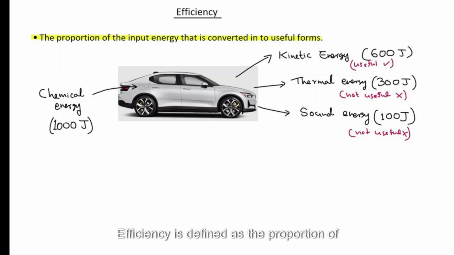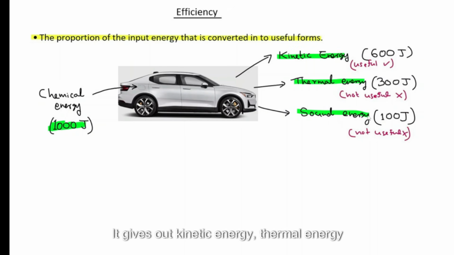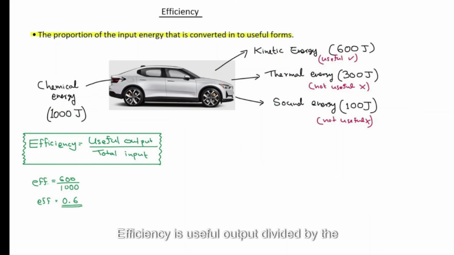Efficiency is defined as the proportion of the input energy that is converted into useful forms. Think about a car, maybe a petrol car. So the amount of chemical energy input is 1000 joules. It gives out kinetic energy, thermal energy, and sound energy. Now obviously thermal energy and sound energy are not useful. The only useful form here is kinetic energy. So to calculate efficiency, you need to use the following formula. Efficiency is useful output divided by the total input.